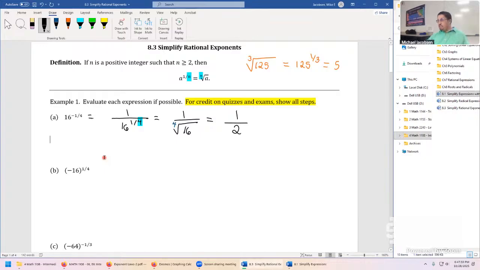Okay, if we start this one off just like before, the thing to remember is whatever is in the denominator is the index to the root. So that means 4 in the denominator of that exponent means we're dealing with a 4th root, but it's a 4th root of a negative 16. So this one just stops dead in its tracks. This one is not a real number.